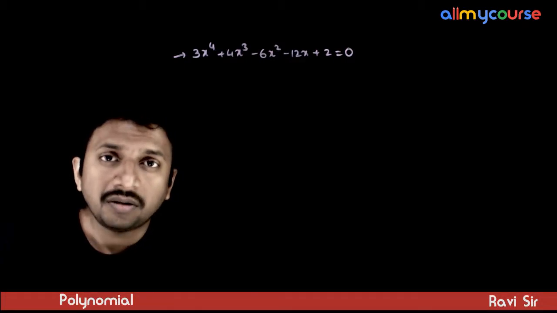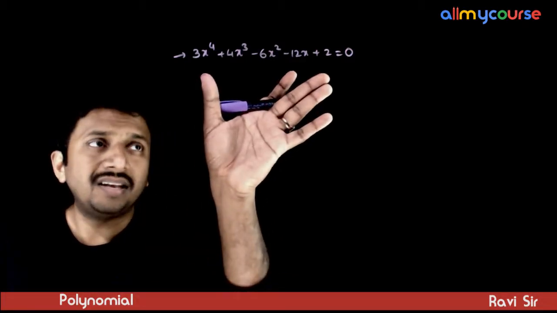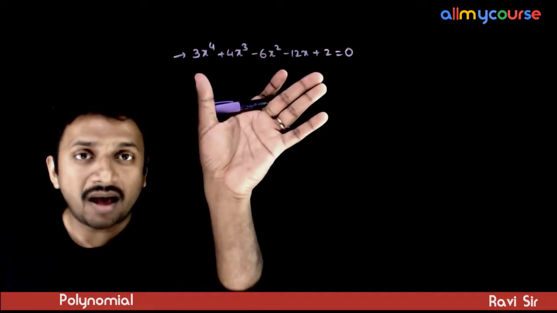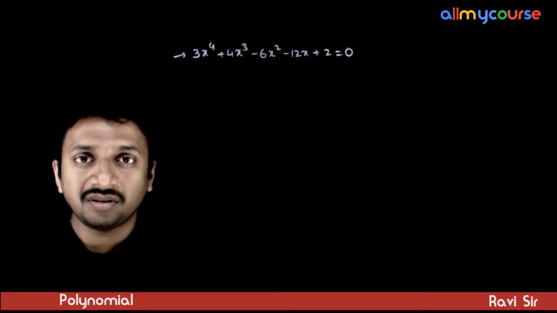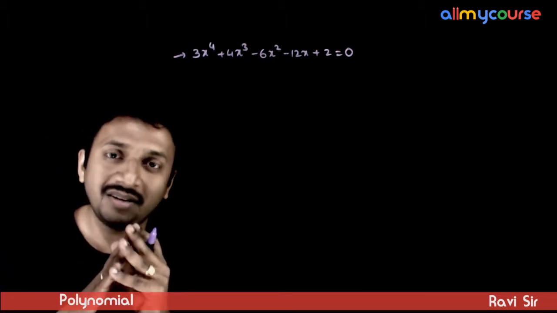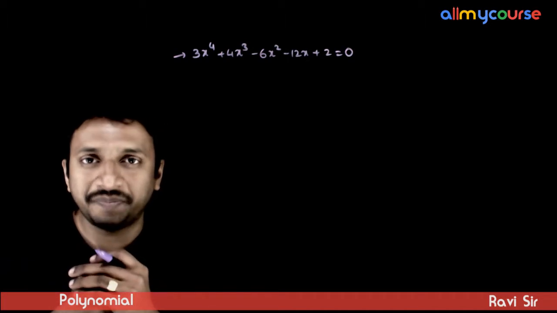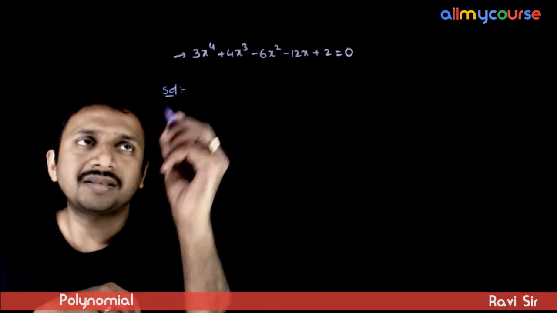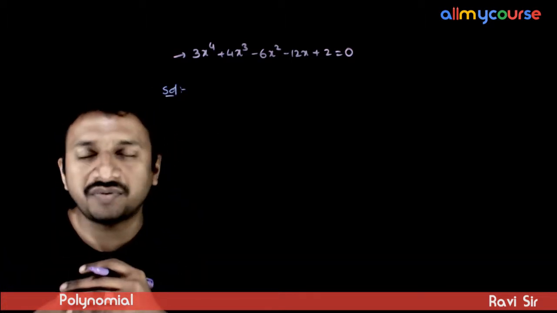So in this question, you're asked to analyze the nature of roots of this equation. You have a fourth degree equation. You're asked to find how many of the roots of this equation are real and how many are imaginary. To understand this, let us go for the differentiation of this function.